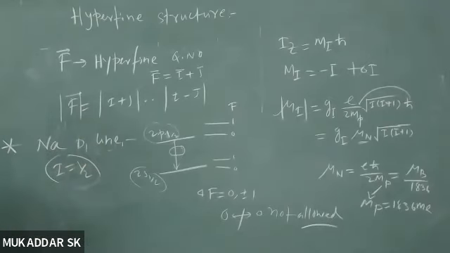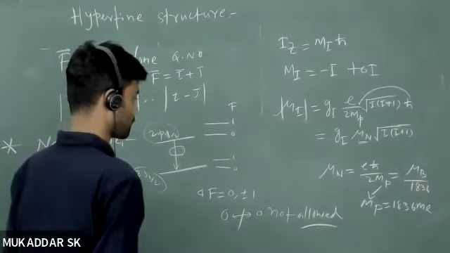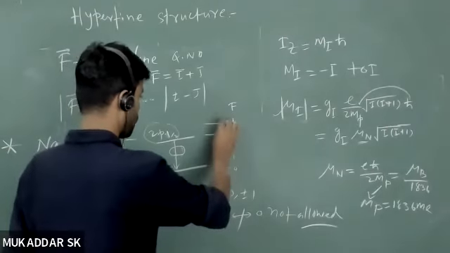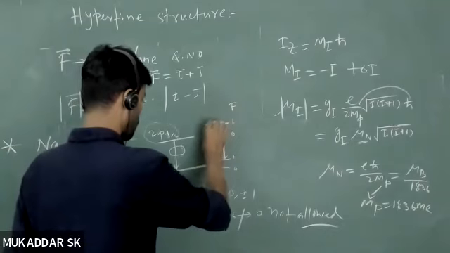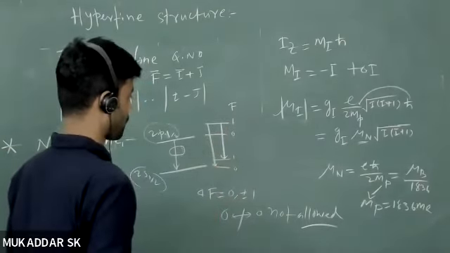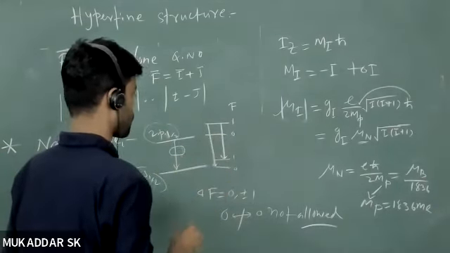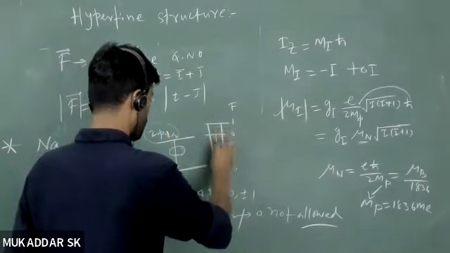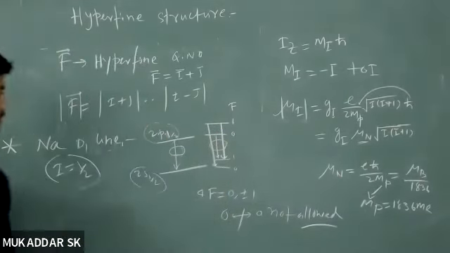Now, can you tell me how many transition lines will be observed here? 3. So there will be a 1 to 1 transition, and a 1 to 0 transition, because here also delta F is 1. 0 to 0 is not allowed, right? Then 0 to 1 is allowed. Now you can see you got 3 lines here.